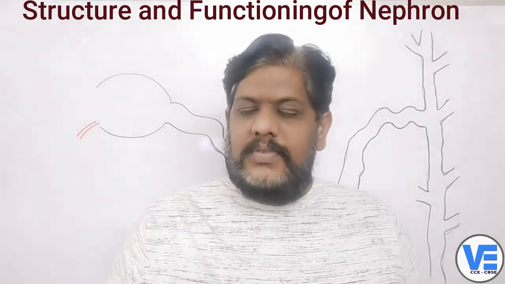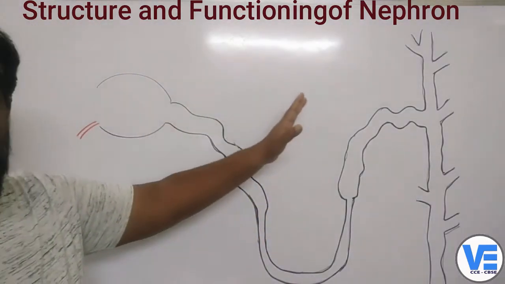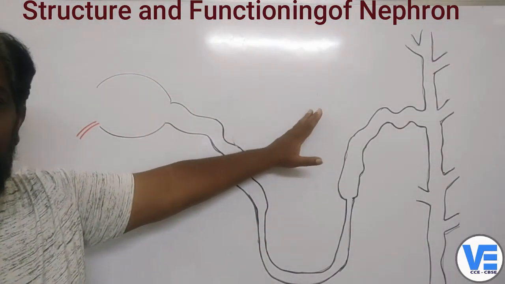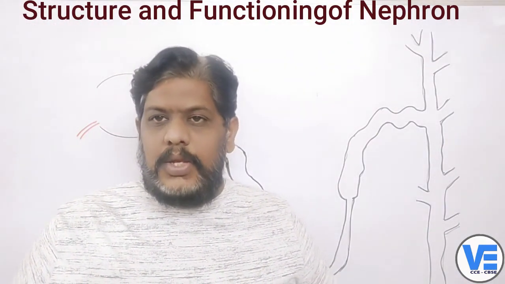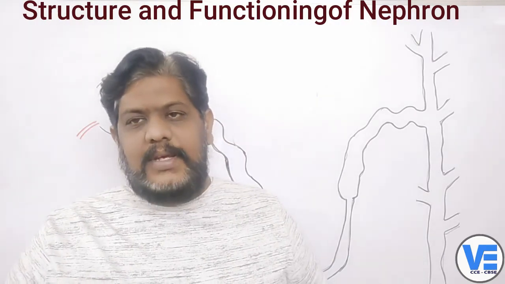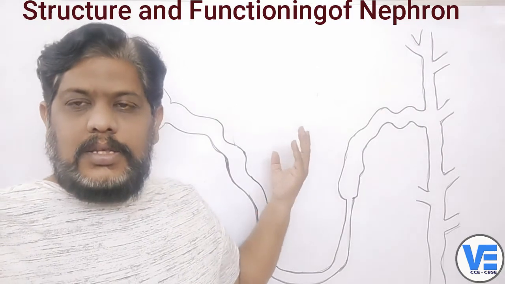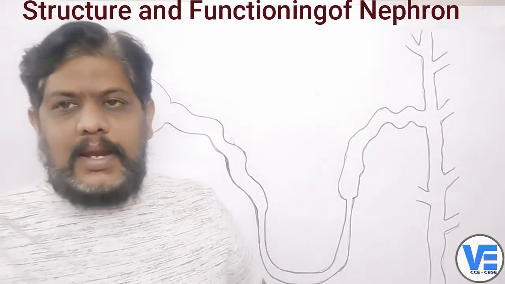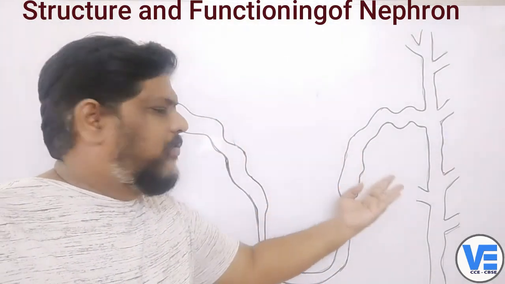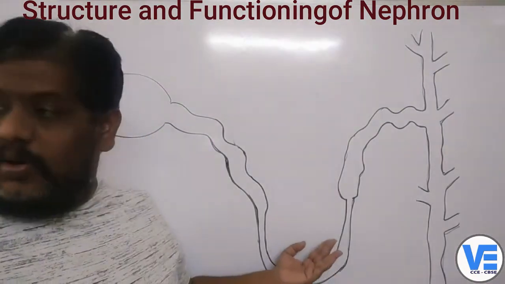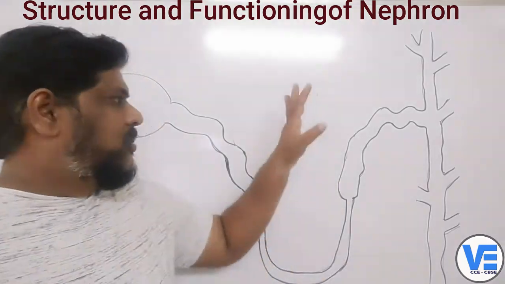So we shall go on. Right now we have seen that this is the structure of the nephron. What is a nephron? The nephron is the structural and functional unit of the kidney. That is already we have studied, right? These are present in the kidneys, and these are the structures which filter the blood and produce the urine. That is how these nephrons are very important, and that is the reason why they are called the structural and functional unit of the kidneys. So here you are seeing the nephron, right?